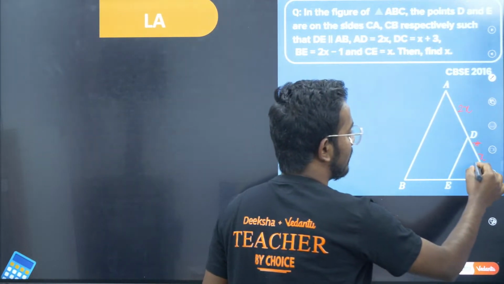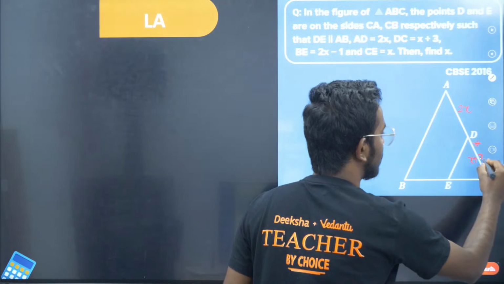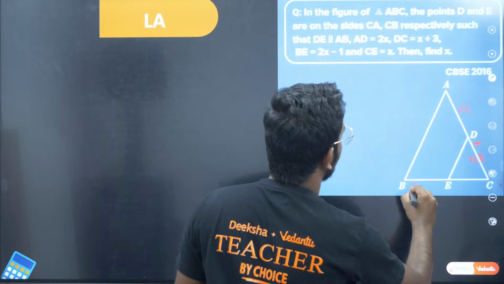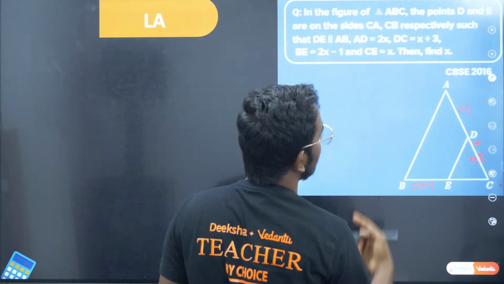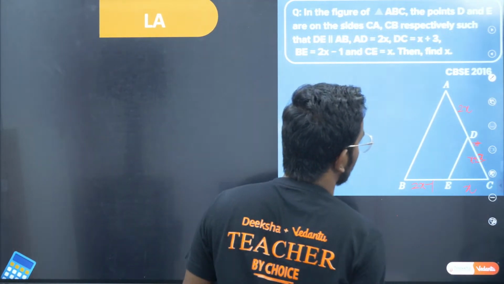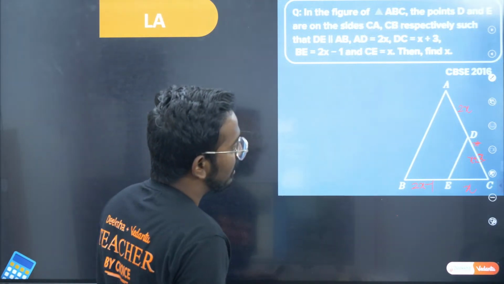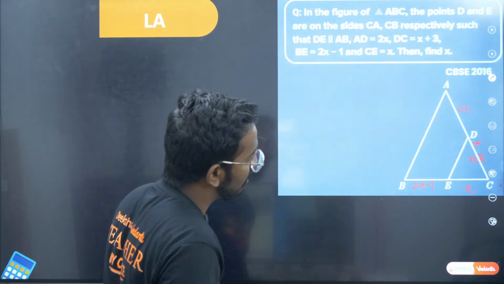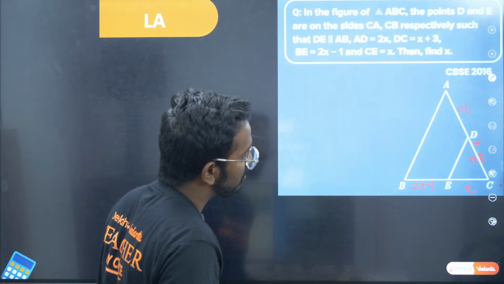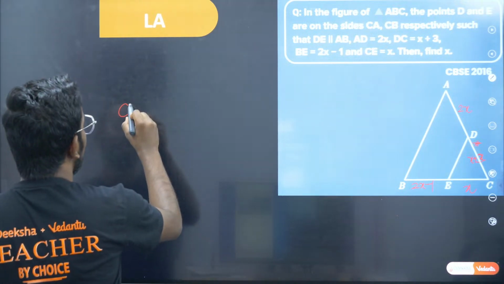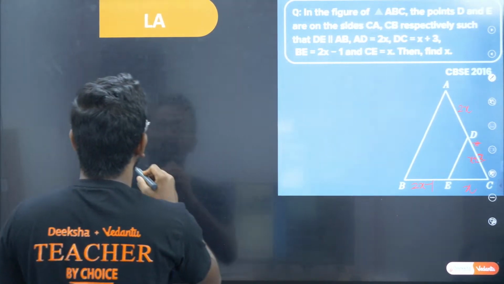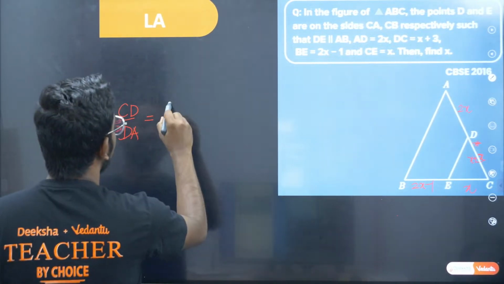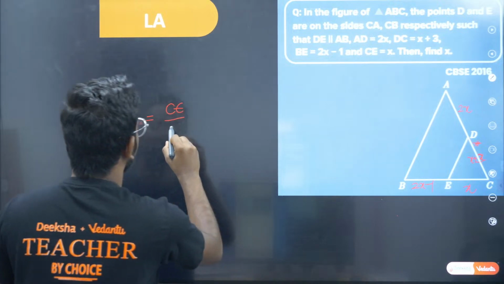So this is x plus 3. This part they have given to be x plus 3. The next thing that they have given is BE to be 2x minus 1, and the other part CE is equal to x. So this is given now. My job is to find what x is. Clearly these two triangles are similar using BPT theorem, so their corresponding sides are proportional. From here what you can say, sir, CD divided by DA is equal to CE divided by EB, right?